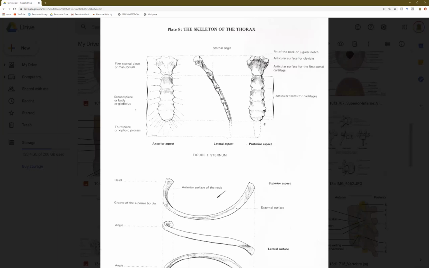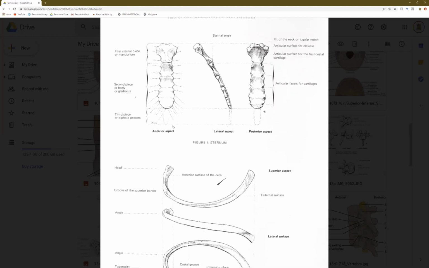You see these little notches right on the side of the gladiolus. Those are called costal facets. They're facets because they're these little faces that articulate with the costal cartilage. And this dotted line is indicating the xiphoid process. So there's three main pieces of the sternum. The xiphoid process looks like it's metaphysical, but it's actually not. We'll see another diagram of it. It is bony.